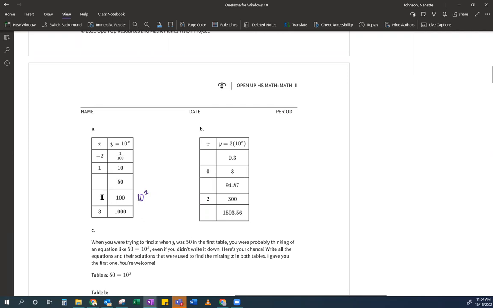Okay, so then what would my X be here? Oh, it would be 2. That makes sense because 10 to the second equals 100. Okay, but what about this one? How would you figure this one out?